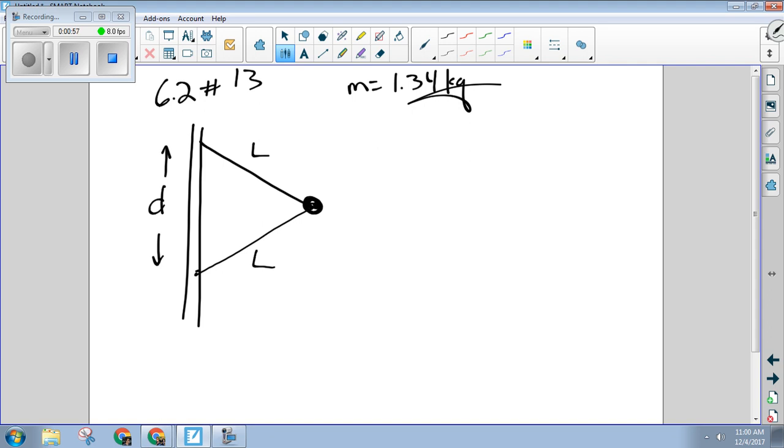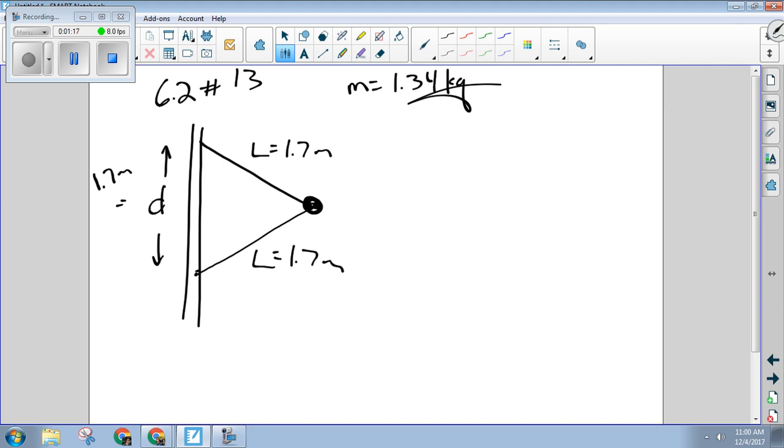Yeah, that's weird. All right, I'm going to keep them separate. D and L are both 1.7 meters, so I don't know why they differentiated between them.